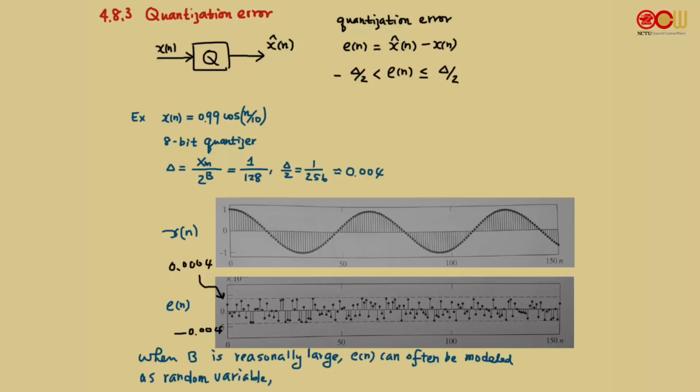When B is reasonably large, for example, B equal to 7, 8, or more, the quantization error can often be modeled as a random variable that is uniformly distributed from minus delta over 2 to delta over 2, and it's uncorrelated with x.